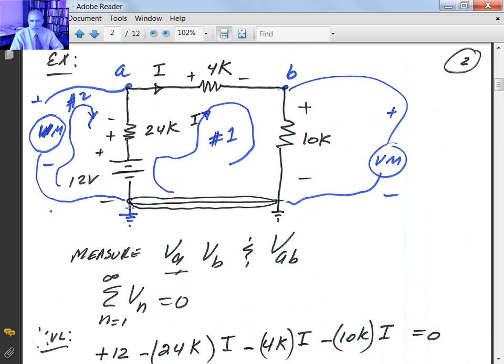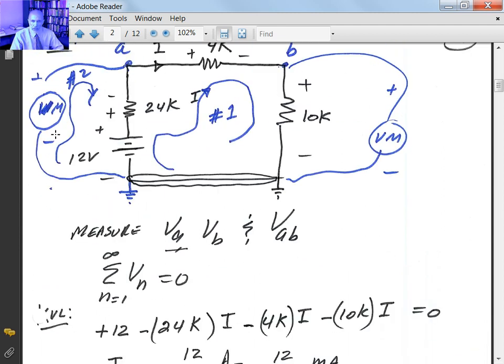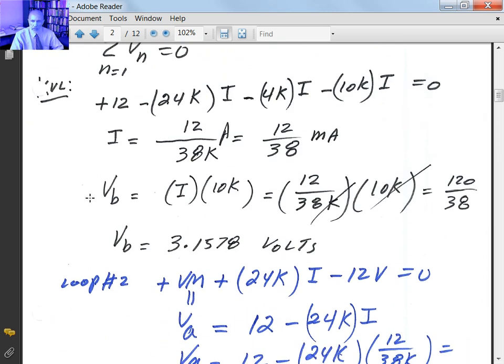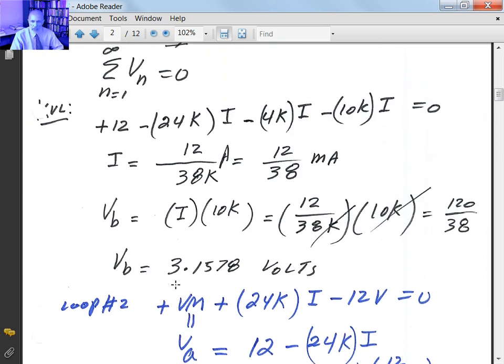If you look at loop number 2, if you don't see it, you can always form a closed loop by putting a voltmeter there. If I start from this corner and go clockwise, you get minus to plus, that gives you plus V sub m.